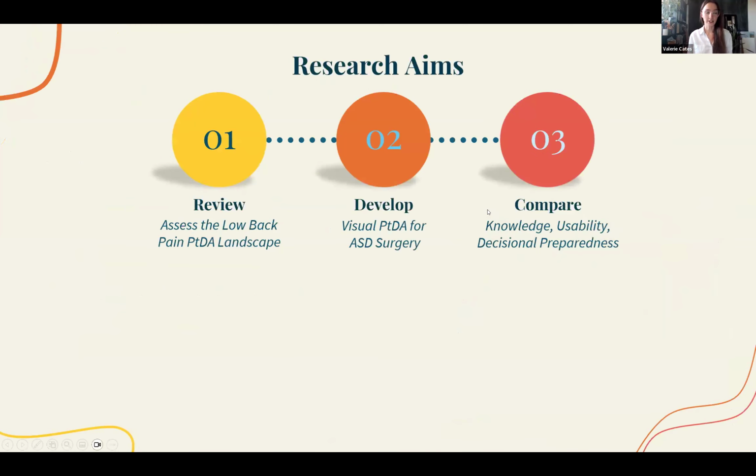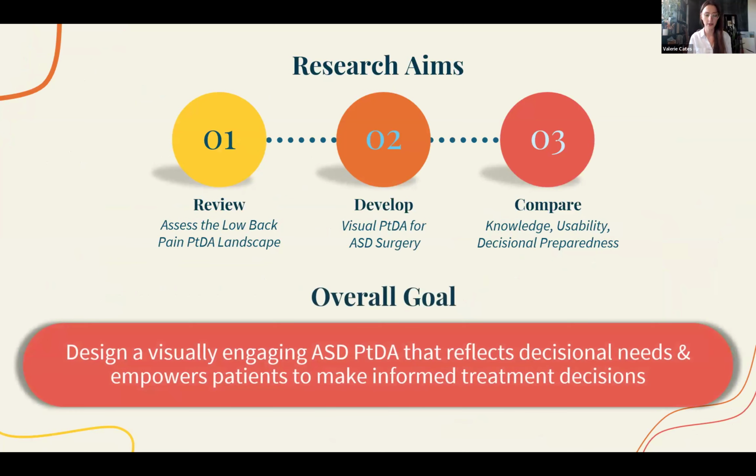So that brings me to my research aims. I'm essentially reviewing the landscape in a scoping review. I'm developing a patient decision aid for adult spinal deformity. And ultimately, we want to compare how visuals contribute to using that decision aid. Our ultimate goal here is designing something that is reflective of the decisional needs that patients and caregivers experience and empower them to make informed treatment decisions about spinal surgery. I'm going to focus primarily on these two aims for the remainder of the presentation and talk a little bit about some knowledge mobilization ideas coming up.